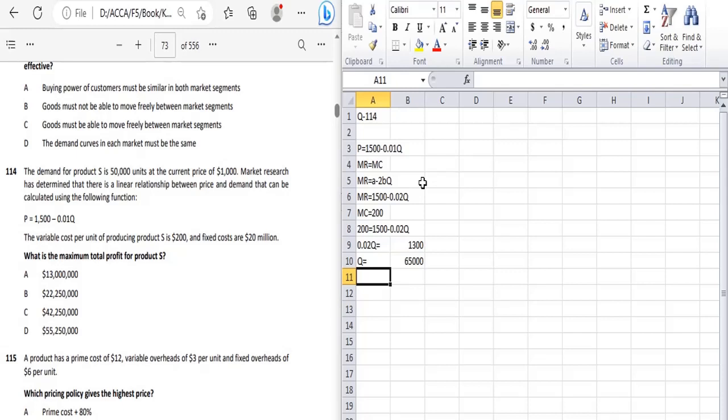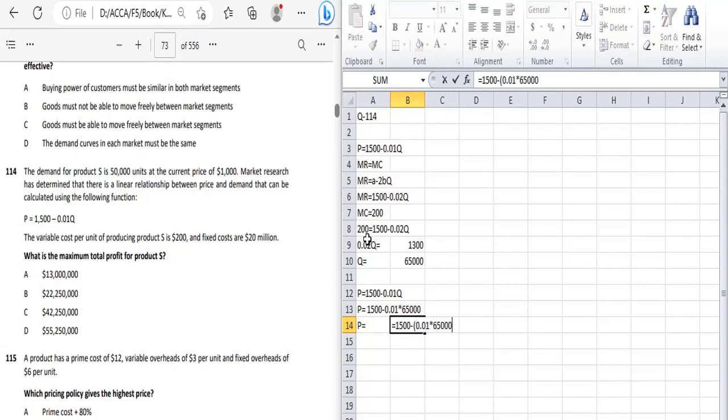Now we have to find out the price. So we will put this Q in the given demand equation. Let me write it down first. So P equals 1500 minus 0.01 times Q, where Q is 65,000. So P equals 1500 minus 0.01 times 65,000. So 850 is the price.